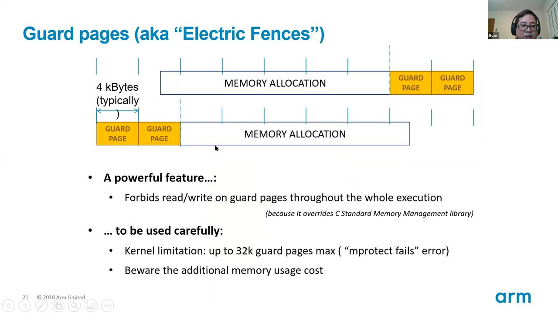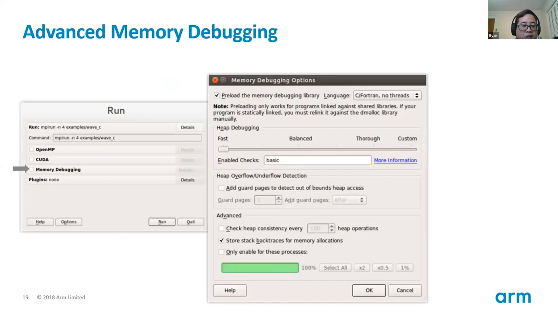And this is going to eat up a lot of memory, depending on how many memory allocations you have in your code. If you suspect that you need electric fences and you have a lot of memory allocations in your code, but you're fairly certain which segment in the code the problem might be in, what you can do is start the run with memory debugging.